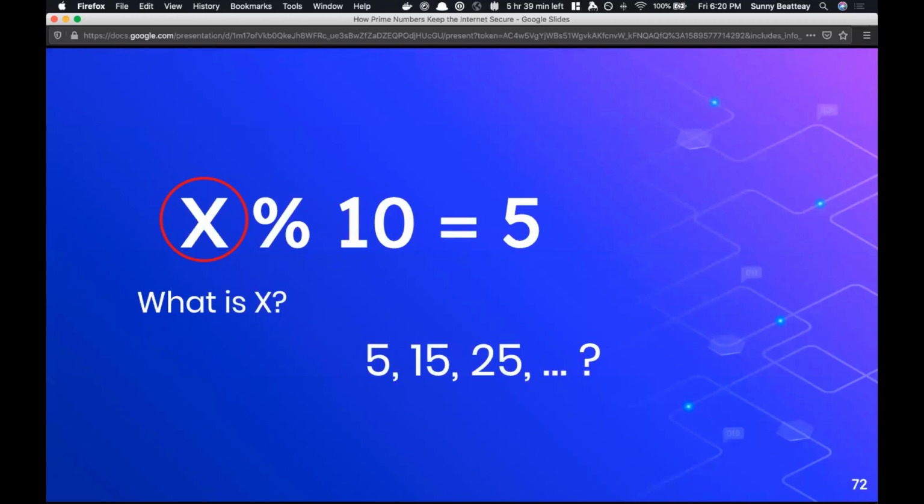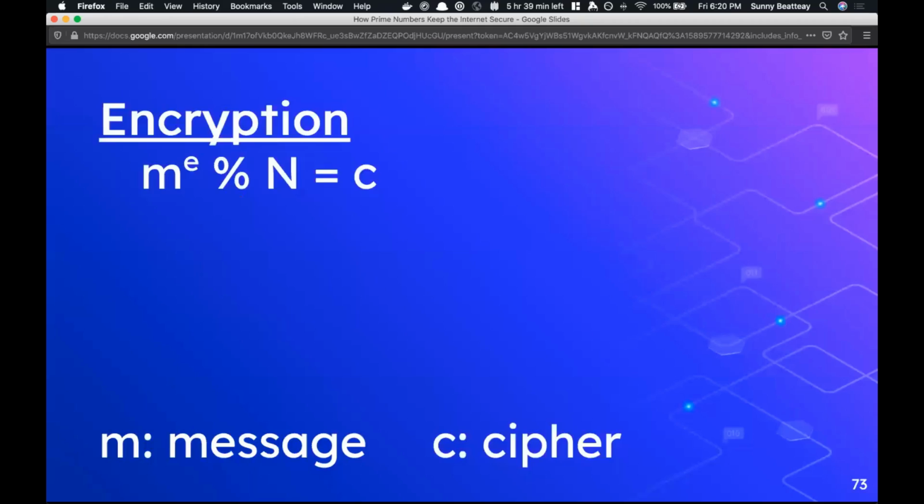So basically the point of this is that encryption and decryption depend a lot on modular arithmetic, or math involving the remainder operator. So with that said, here is the actual algorithm for encryption. Encryption is m to the power of e, remainder n equals c. Let's break that down a little bit. m is our actual message. If we have a message that we want to encrypt, we raise our message to the power of e, take the remainder of n, and we get our cipher.